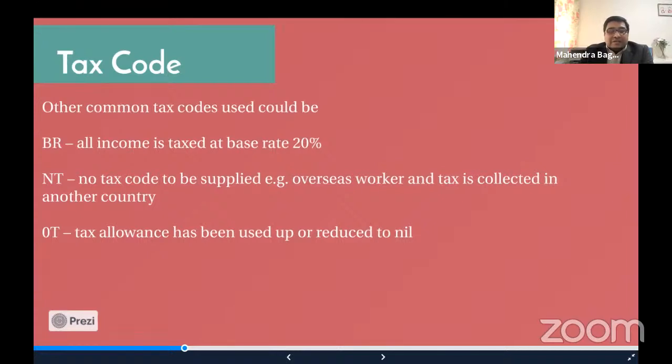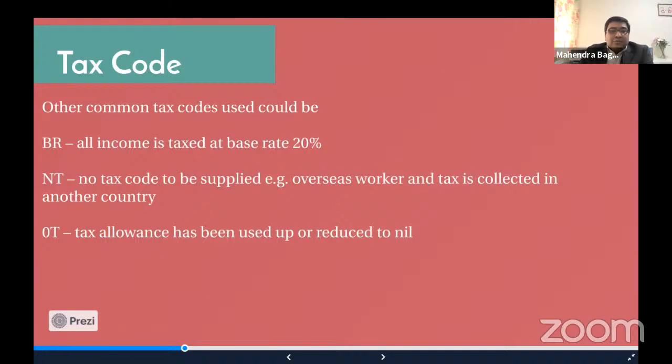Now, as soon as your first payslip information goes to HMRC, within a few days, because of the RTI system, they tend to send an updated tax code to the employer, which ensures that if you have paid higher tax than you were supposed to, it gets refunded in the next payslip.